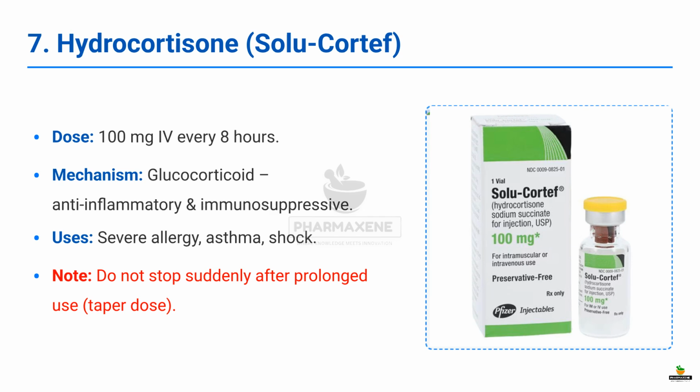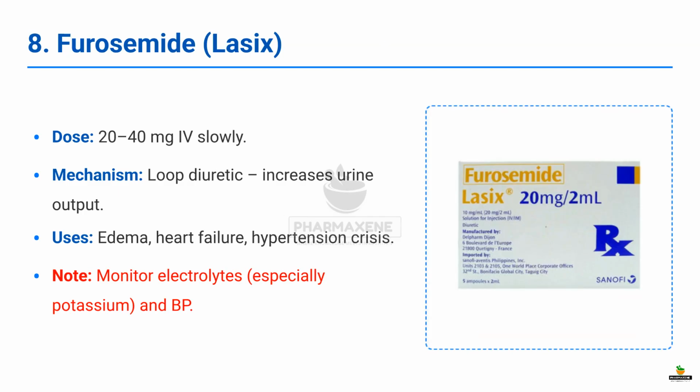Hydrocortisone, or Solu-Cortef, is dosed at 100 mg IV every 8 hours. This glucocorticoid acts as an anti-inflammatory and immunosuppressive agent, used for severe allergies, asthma, and shock. After prolonged use, the dose should be tapered to avoid sudden discontinuation.